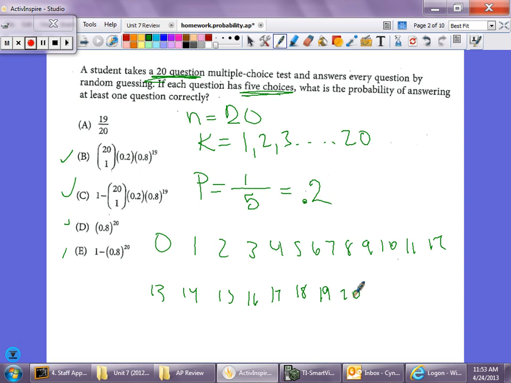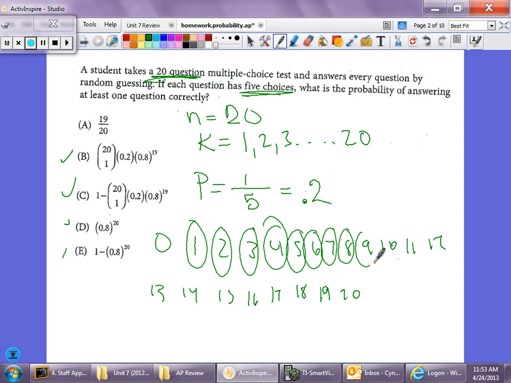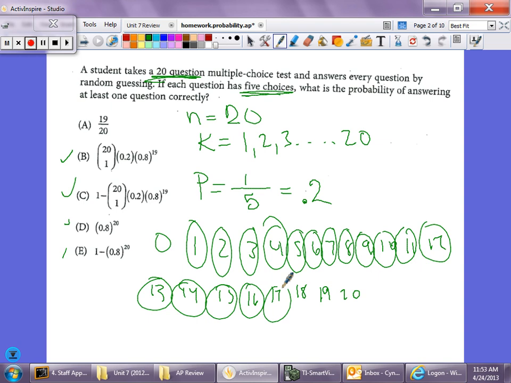At least 1. That means 1 or 2 or 3. It means everything except what? 0. So it's the complement, the 1 minus the probability of getting none correct. It's going to be a complement of exactly 0 correct. And I'm not going to give you any more help. You have your formula. It's on the formula sheet. If you forget it, go from there.